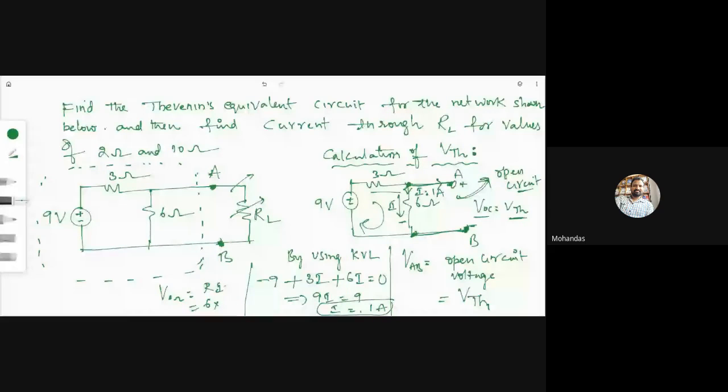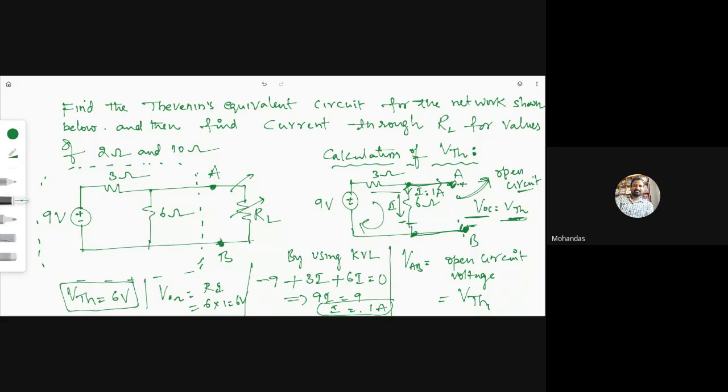What is the I value? 1.6 volts. 6 volts is the voltage across the 6 ohm resistor, which is the same as VAB, and that is called an open circuit voltage, which is the same as V Thevenin. Open circuit voltage is equal to a Thevenin voltage. So finally, what is the V Thevenin here? V Thevenin equals 6 volts.